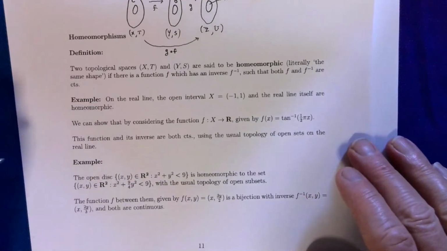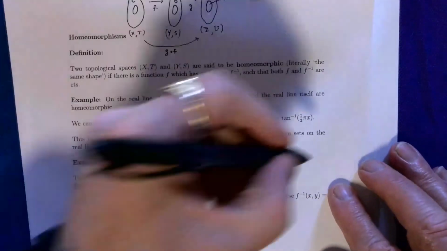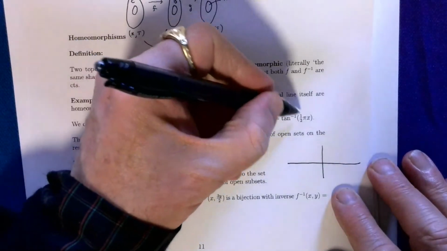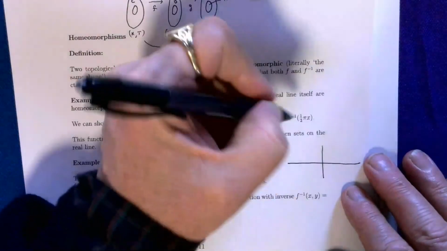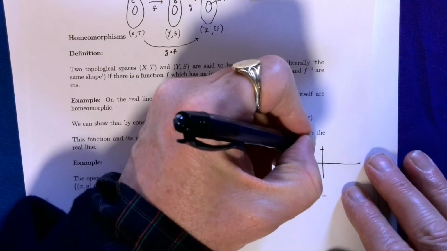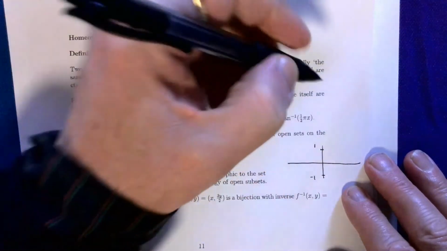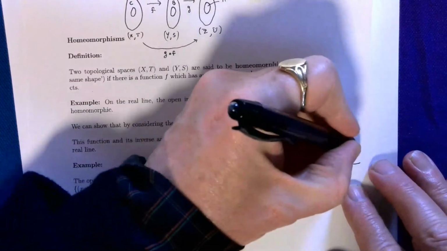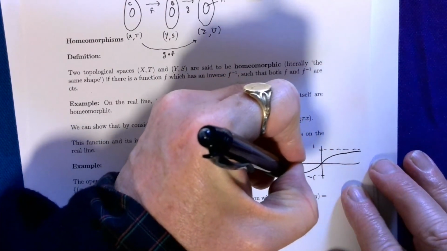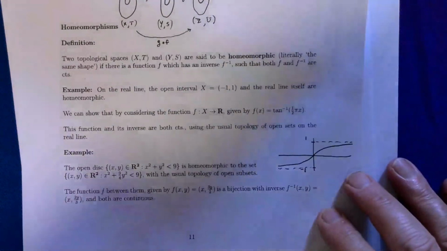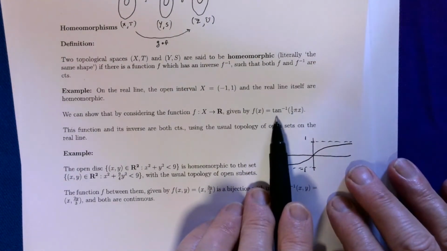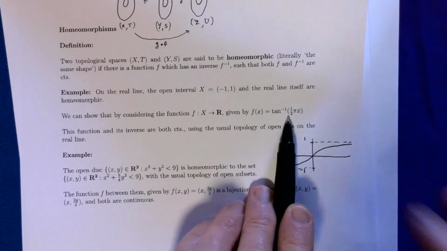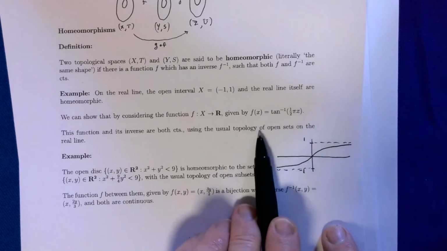So let me just squeeze in down here the picture of this. What we're doing is we're going to take the function inverse tan of (½πx). Now if we draw that, we'll get this. It's got an asymptote here. You might like to get your computer to draw it if you're not sure about this one, but it looks like this. This function is invertible. If we look at open intervals on here, then the inverse image of open is open, so this is continuous with the usual topology of open sets on the real line.